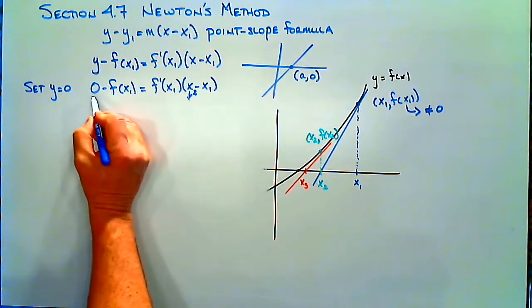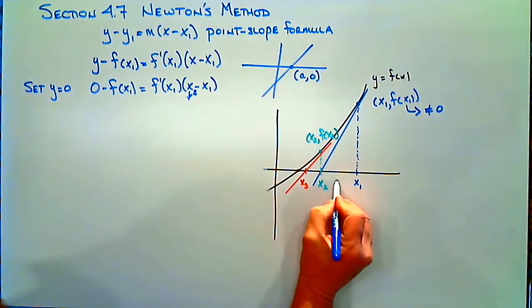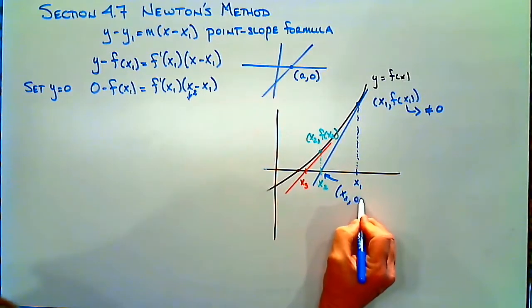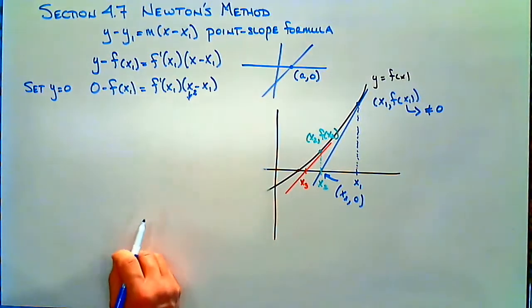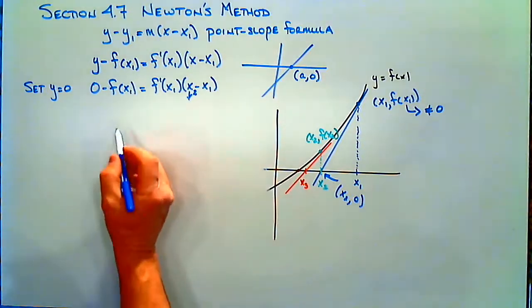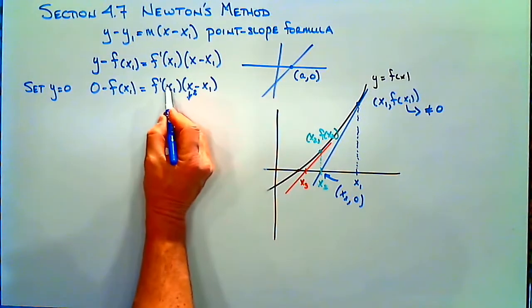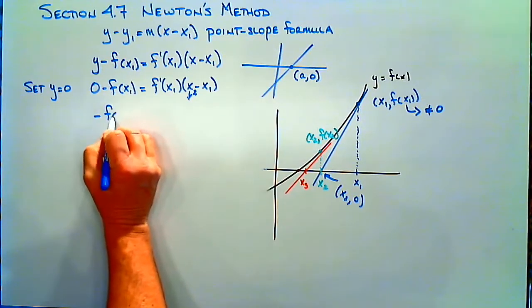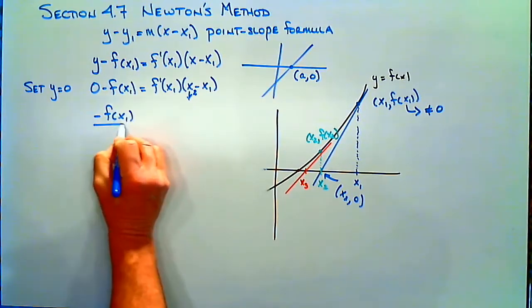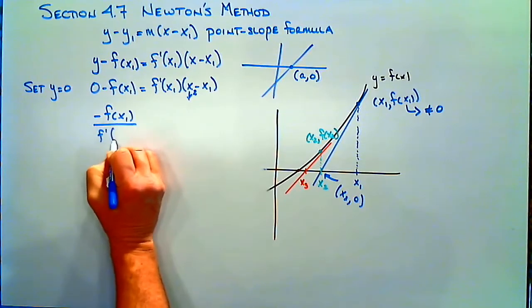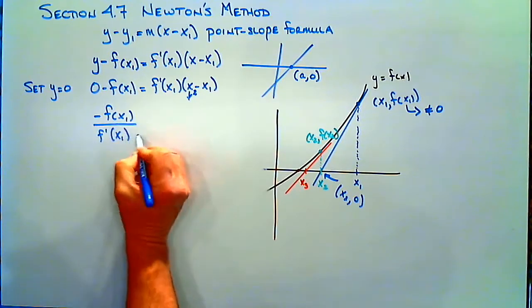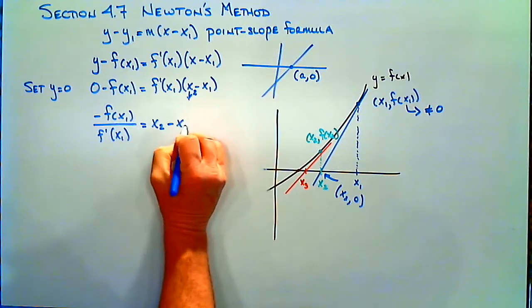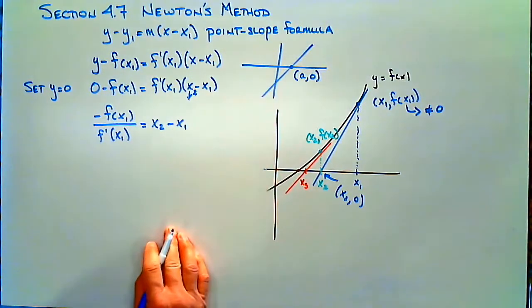Now, I set y equal to 0, remember, because this point right here is x sub 2, 0. That's my justification for letting y be 0. It's not magic math. So how do I solve for x sub 2? Well, I'm going to divide over here. So what am I going to have over here? I'm going to have minus f of x1 divided by f prime of x1, equals x sub 2 minus x sub 1.